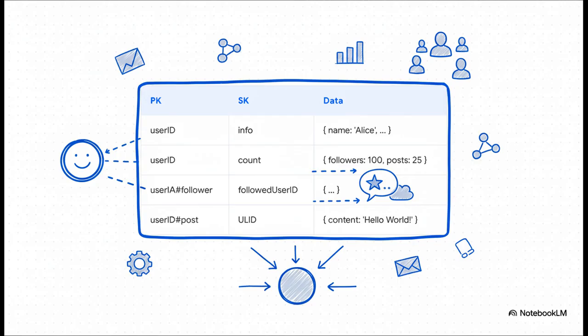For user A, we can easily grab their profile info, but by querying for a partition key that starts with user A hash follower, we can get a whole list of all their followers. The structure is just incredibly flexible, and it allows the application to satisfy multiple, completely distinct access patterns from just one table, using these targeted, efficient queries.